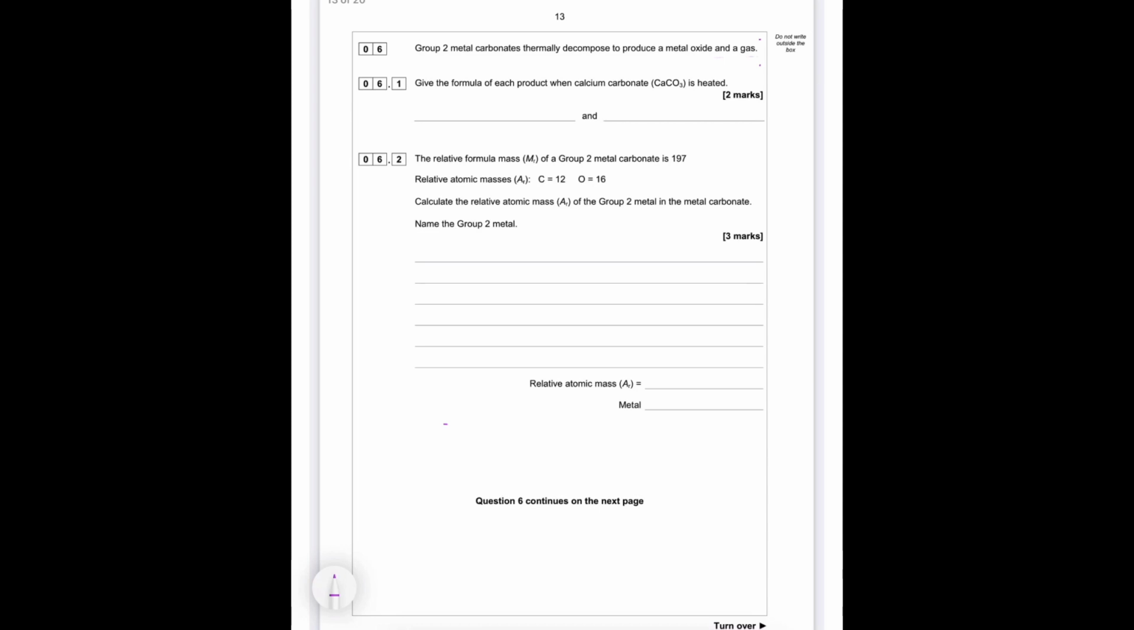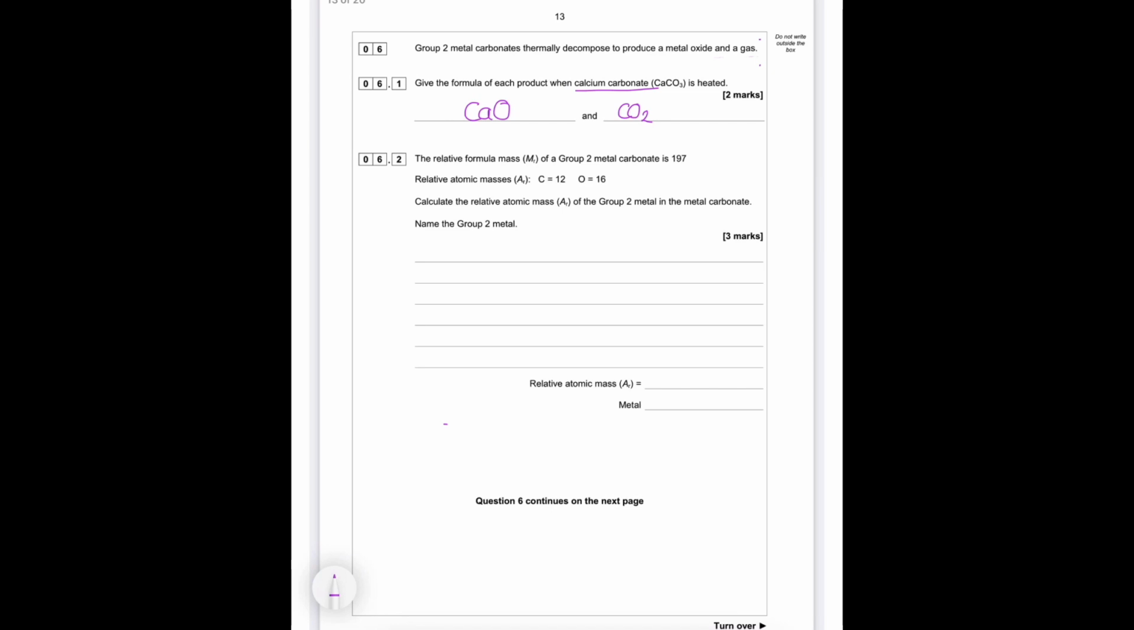A group 2 metal carbonate thermally decomposes to produce a metal oxide and a gas. Give the formula of each product when calcium carbonate is heated. So if we have a metal oxide, that would be our calcium oxide, and the gas produced, because we have carbonate, would be carbon dioxide.